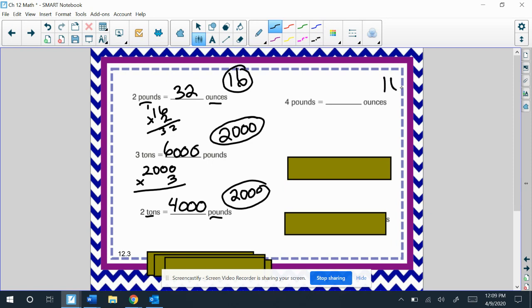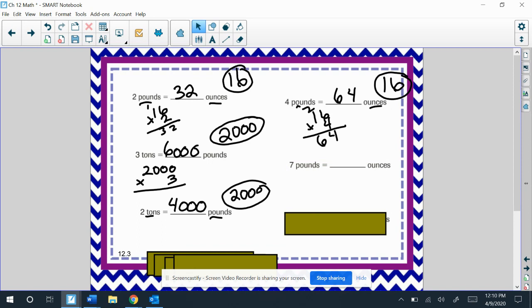I'm going to put the number 16 in the corner and I'm going to circle that. That is important. Pounds, ounces, there are 16 in one. Well, now I have 4, so 16 times 4. 6 times 4 is 24. 4 times 1 is 4, plus 2 is 6. I have 64 ounces. Next one, give it a try. Let's see how you did. I'm going to erase some of this to give me a little more space.